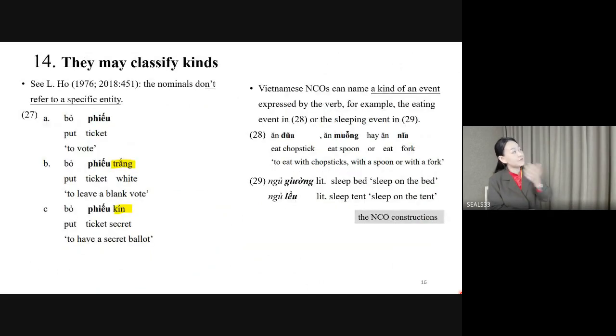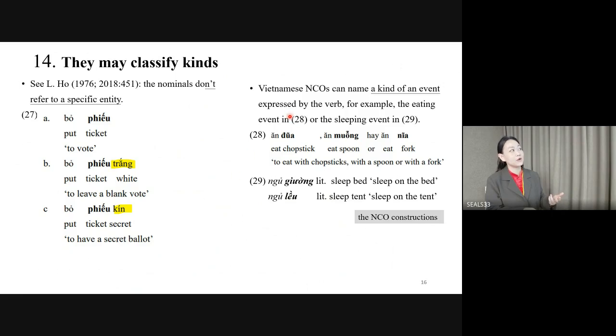And now the third semantic property that I examine: they may classify kind. Yes, they do. In Hole's book, he also said that in this compound, they don't denote putting a ticket into the box. Now, put ticket is combined to form the meaning to vote. And the adjective white or the adjective secret does not modify the ticket nominal expression directly here. They modify the whole event of voting. That is to interpret it as leaving a blank vote, or to modify the whole event, that is to have a secret ballot.